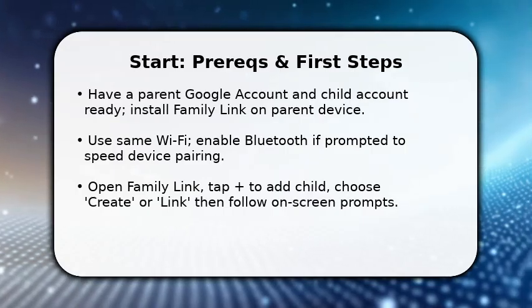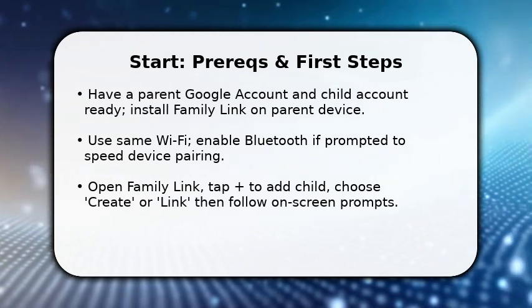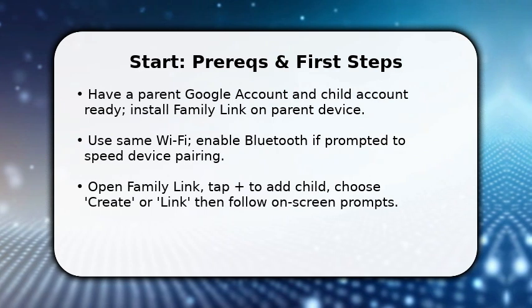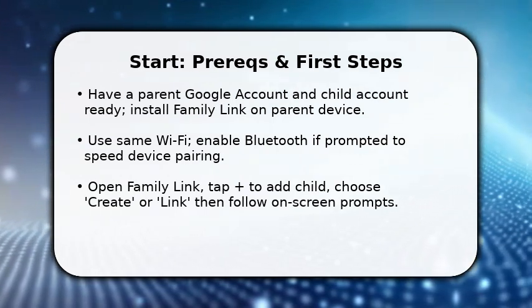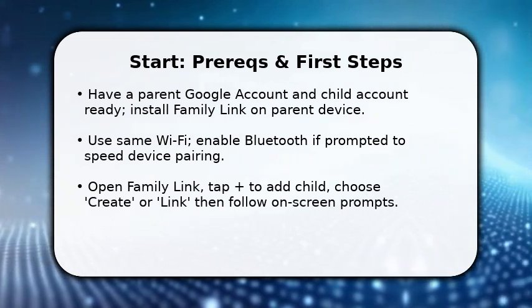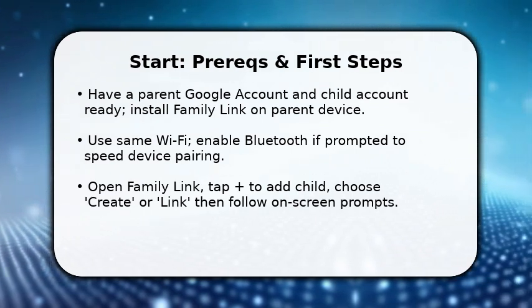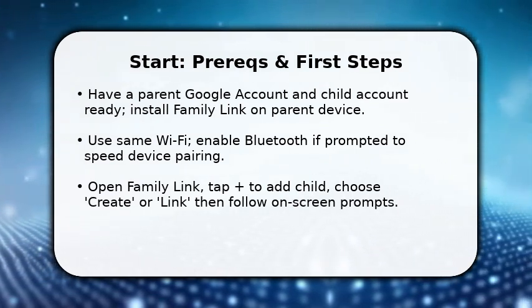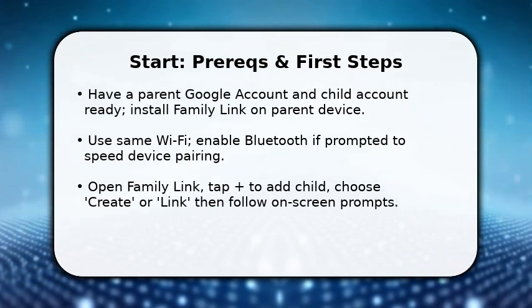You're ready to begin. Make sure you have a parent Google account and the Family Link app installed on your device. Once done, open Family Link and tap the plus icon to add a child. Choose whether you're creating a new child account or linking an existing one. Follow the app prompts to enter the child's name and birth date, then proceed to send the invitation or generate the linking code. This gets the sign-in flow started and creates the supervised connection.